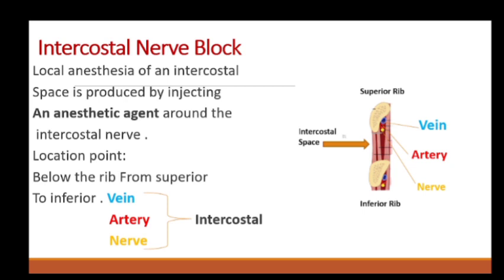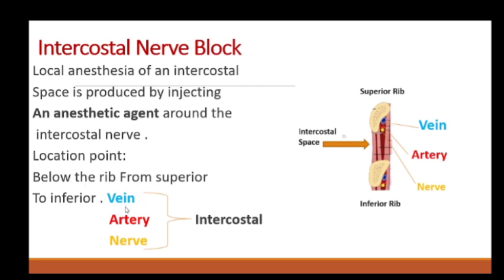Now the next clinical is intercostal nerve block. Local anesthetic agents are used. Local anesthesia of an intercostal space is produced by injecting an anesthetic agent around the intercostal nerve. The location of intercostal nerve block is below the rib, from superior to inferior.